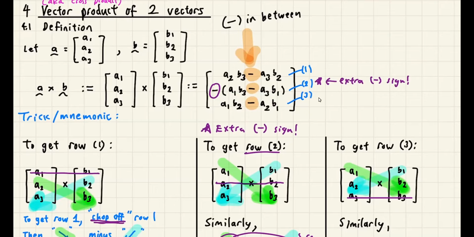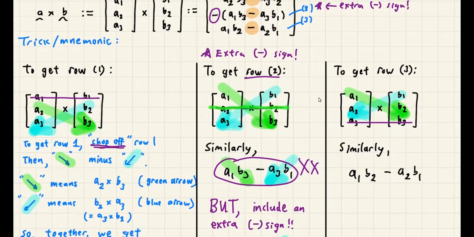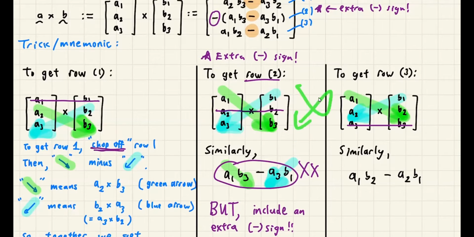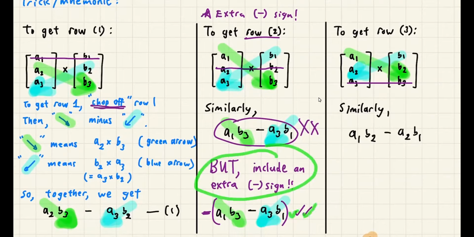So how do you get row 2? What you need to do is you strike off row 2, purple color. Then you do down minus down, from the left, from the right. A1B3 minus B1A3. Green arrow minus blue arrow. Can you remember? But then include the extra minus sign. Then that's how you get the conclusion.